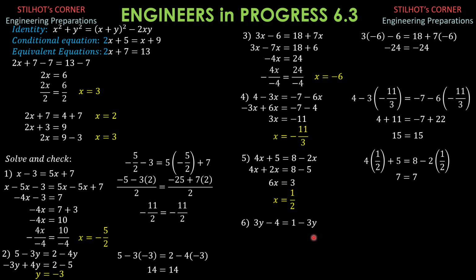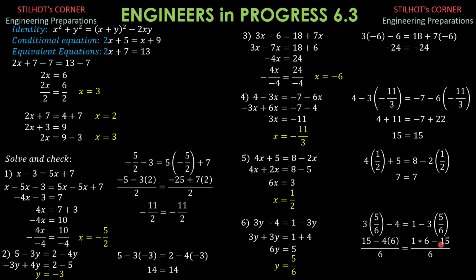X is 1 half. Here we have 3y plus 3y equals 1 plus 4. So 6y equals 5. Dividing everything by 6, so y is 5 over 6. So therefore, checking: 3 times 5 over 6 minus 4 equals 1 minus 3 times 5 over 6. So this is 15 minus 4 times 6 all over 6. Then on the right side, 1 times 6 minus 15 all over 6.